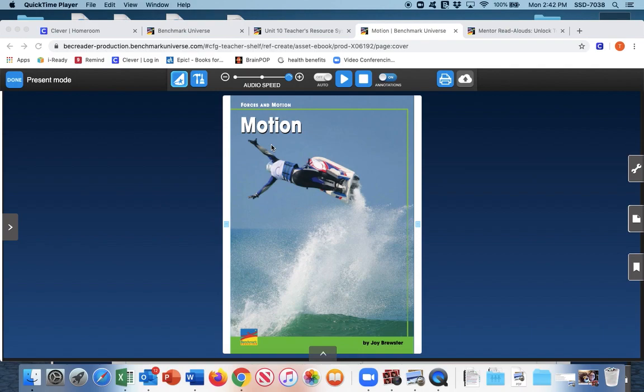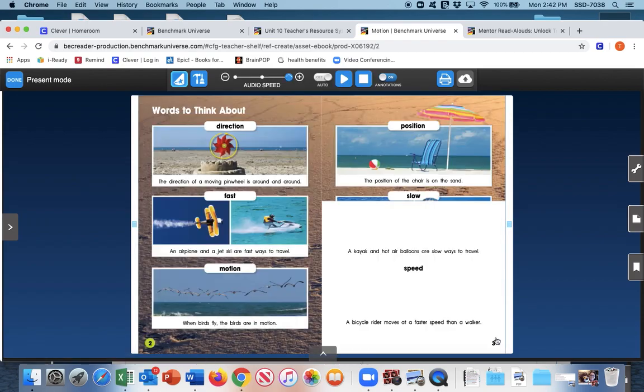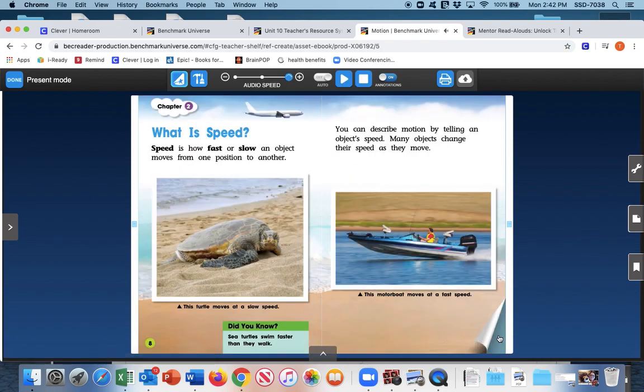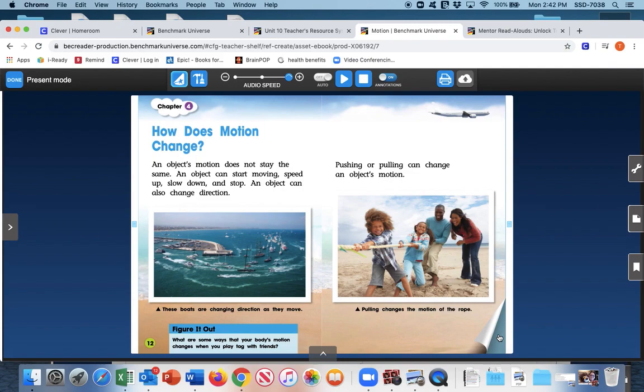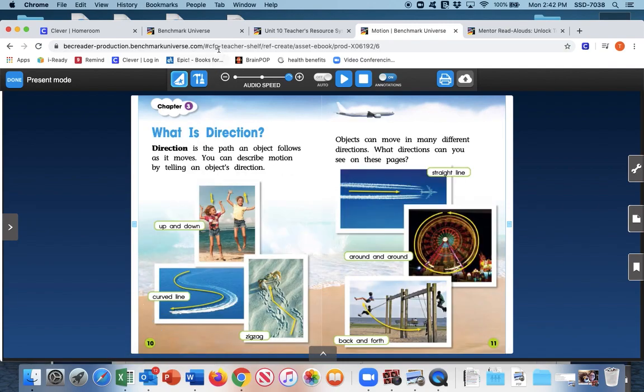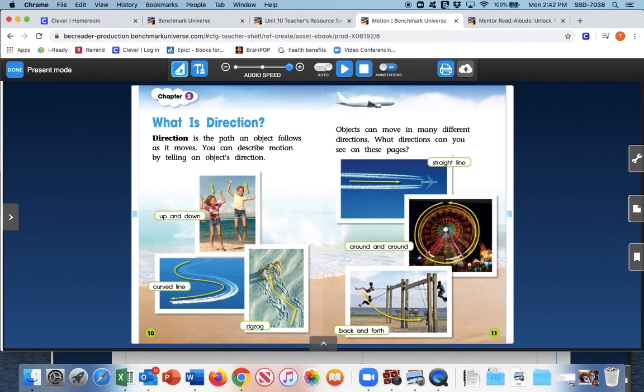So here we see the front cover of our book on motion. We're looking at text evidence. The first question is this: how do the images, which is the photos, on pages 10 and 11 help you answer the question about the path the objects are taking? So we're going to turn to pages 10 and 11 in our book, which is towards the back. Whoops, I went too far. I'm on page 12. Here we go, page 11. All right, I'm going to move this up so I can see better. Okay, perfect. So here on page 11, the question asks, what directions can you see on these pages?